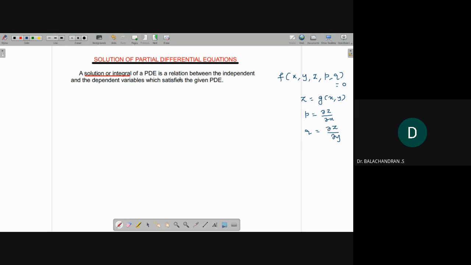These are the notations you should know. Now, again, what do you mean by solution? A solution of a PDE is the relation between the independent variables, x and y, and the dependent variable, z, which satisfies the given PDE. Now consider z equal to ax plus by, where a and b are arbitrary constants.